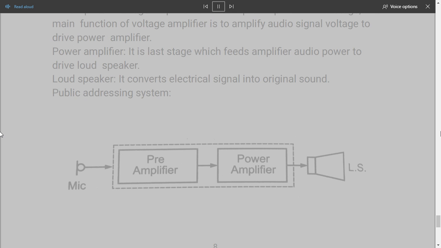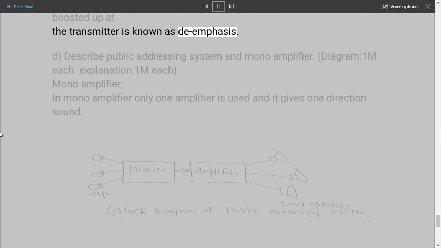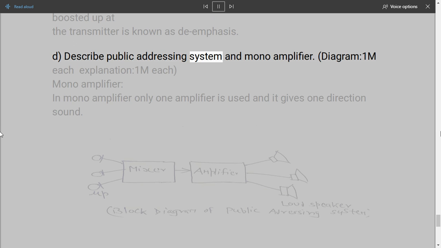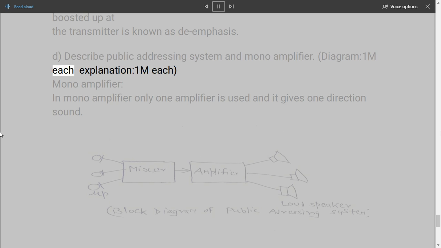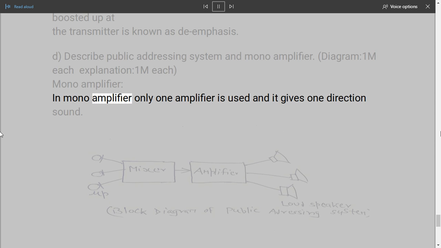boosted up at the transmitter is known as de-emphasis. D. Describe public addressing system and mono amplifier. Diagram: 1M each. Explanation: 1M each, mono amplifier. In mono amplifier only one amplifier is used and it gives one direction sound.